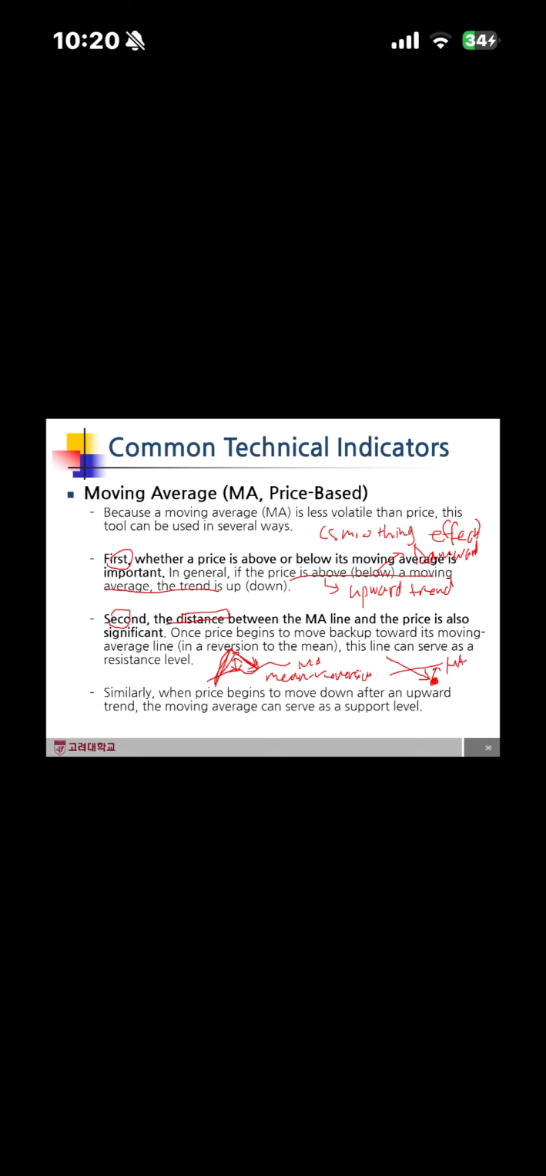So it may indicate it's a good timing to buy the stock. And when the price rises sharply and then begins to move downward toward the moving average, it also acts as a support level. Conversely, when the price declines and then begins to move upward toward the moving average, here, the moving average may act as a resistance level.